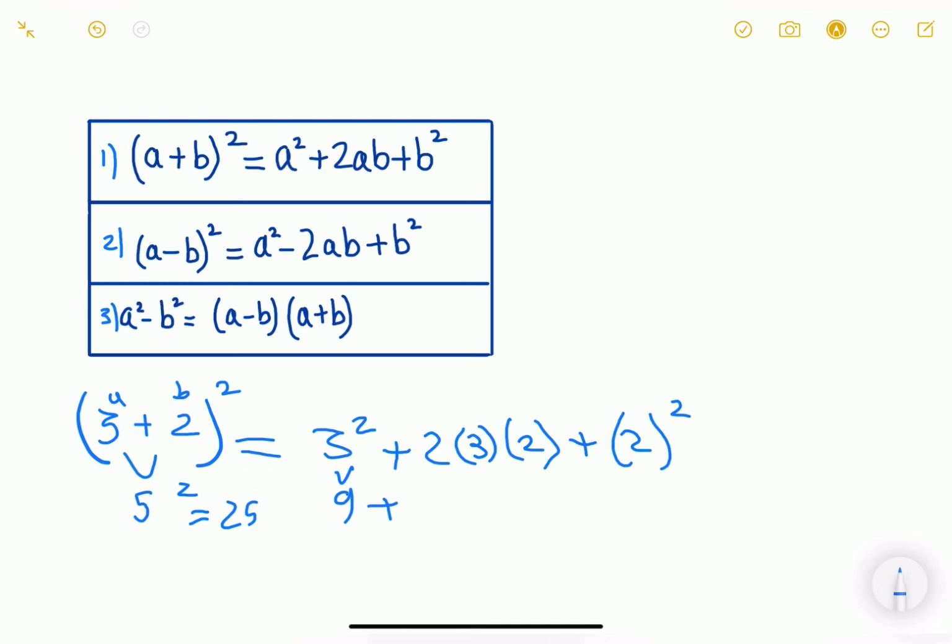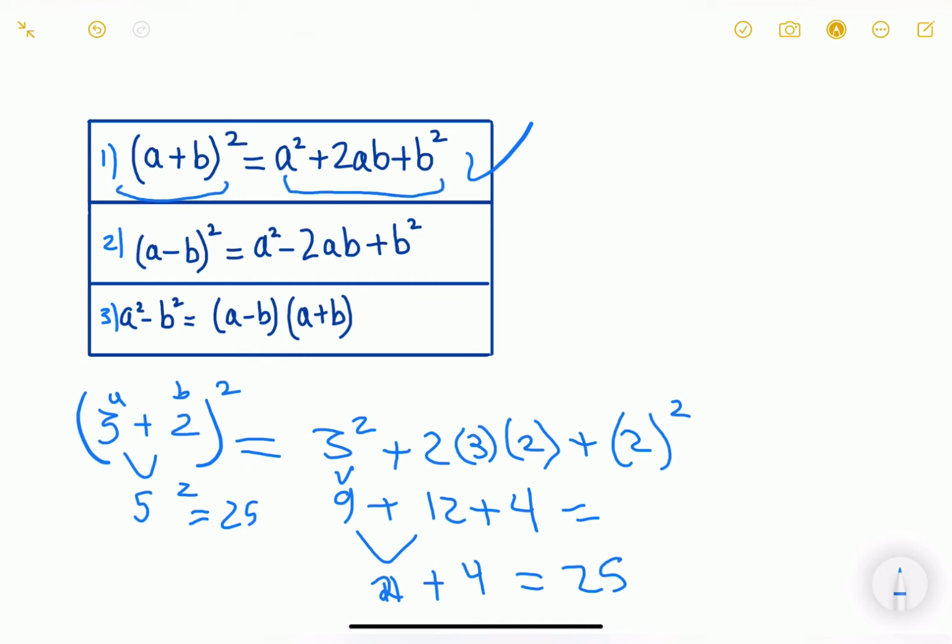So 3 squared is 9, plus what's 3 times 2? 3 times 2 is 6, 6 times 2 is 12, and then plus 2 squared. 2 squared is 4. And when you add these up, 9 plus 12 is 21, plus 4 equals 25. Now we proved that number 1 is correct. So if you encounter a question in this format, know that it also means this format.